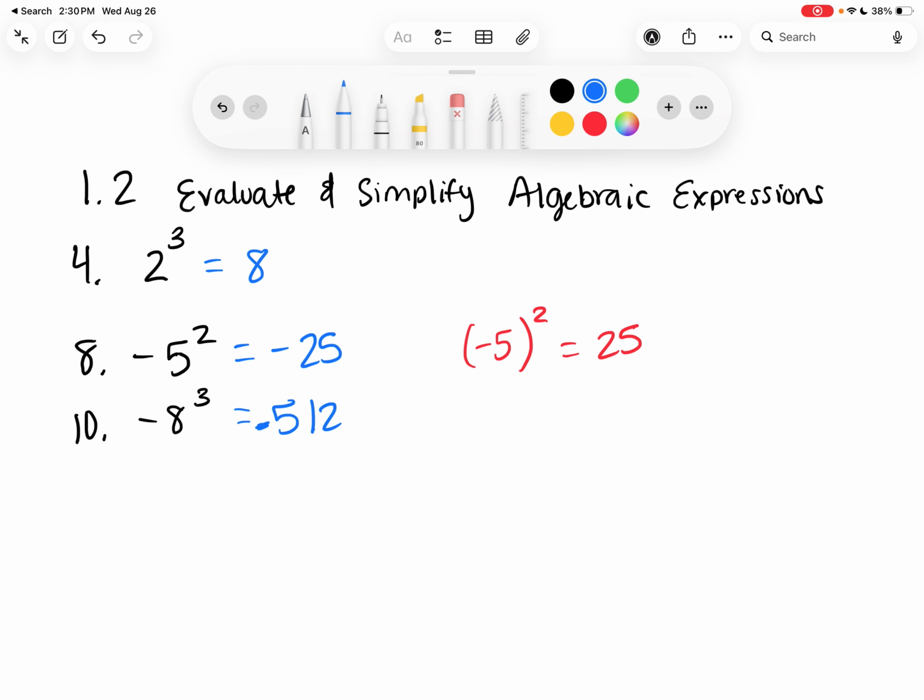Now, what if instead it was -8 in parentheses cubed? It would still be negative because it's an odd exponent. Negative times negative times negative would still be negative. So this would still be -512. Again, just make sure we're watching if it's in parentheses or not, and then whether the exponent is even or odd, for whether it'll stay negative or become positive.